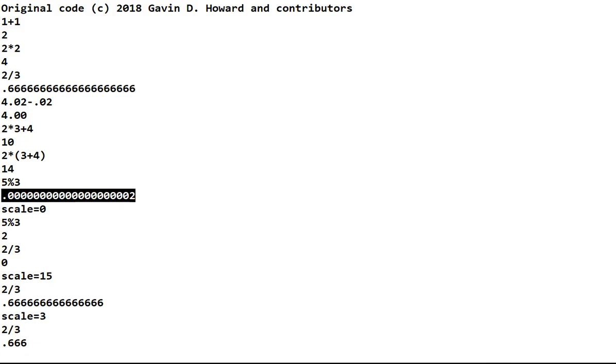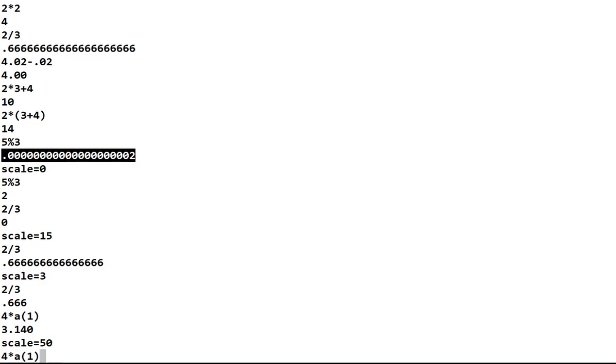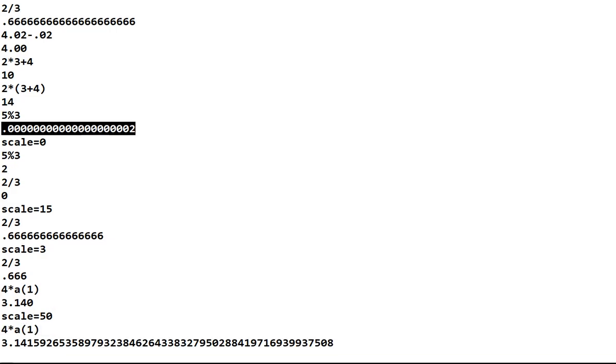I'm pretty bored with this so far. It hasn't shown me anything interesting. Let's think about how do you compute some number you might recognize. 3.14. You might recognize that, but our scale is not very good. Let's go with 50 places after the decimal. 3.14159265358979... And there it is. That's computing pi.